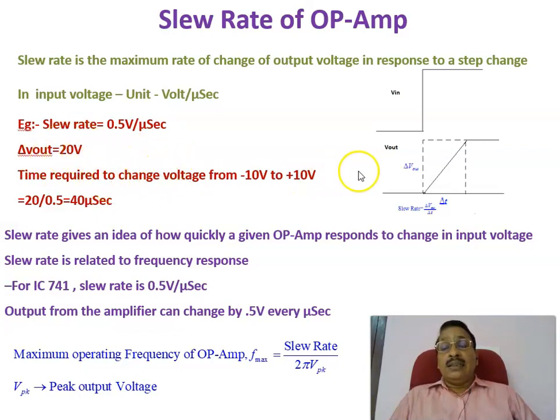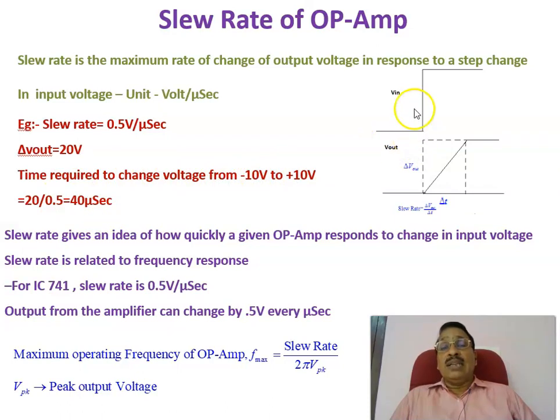The voltage is changing from minus 10 volt to plus 10 volt. That is a change in voltage equal to 20 volt. If the slew rate is equal to 0.5 volt per microsecond, then to change by 20 volt requires 20 divided by 0.5, or 40 microseconds, to change from minus 10 volt to plus 10 volt.